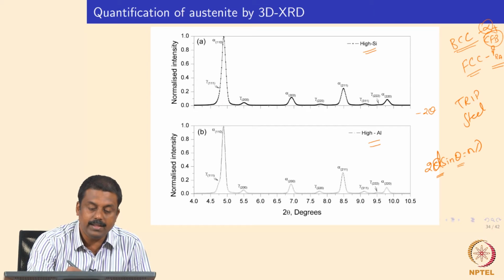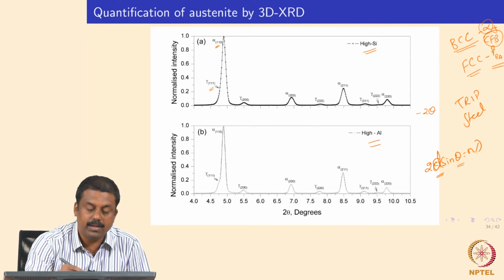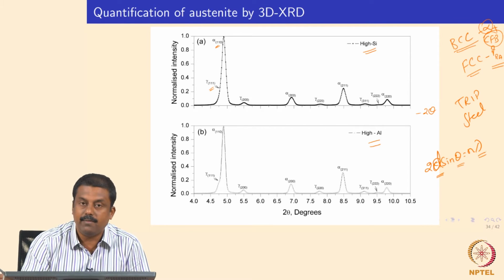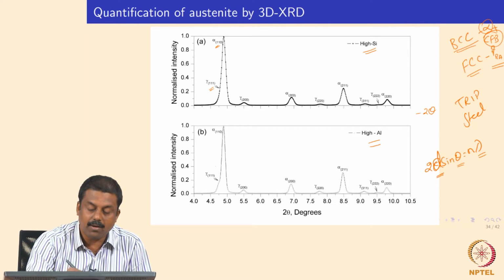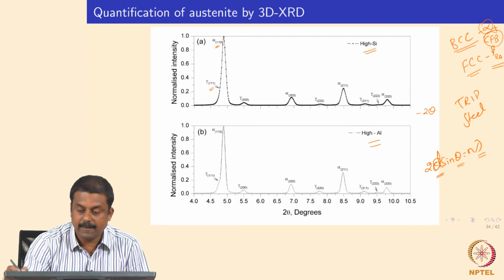Okay, so for example, d of 111 and 110 of austenite and ferrite respectively would diffract at a given angle for a given wavelength lambda, and then we record these diffraction patterns. Based on the intensities of these diffraction peaks, we can precisely calculate how much austenite and ferrite is present in the microstructure.